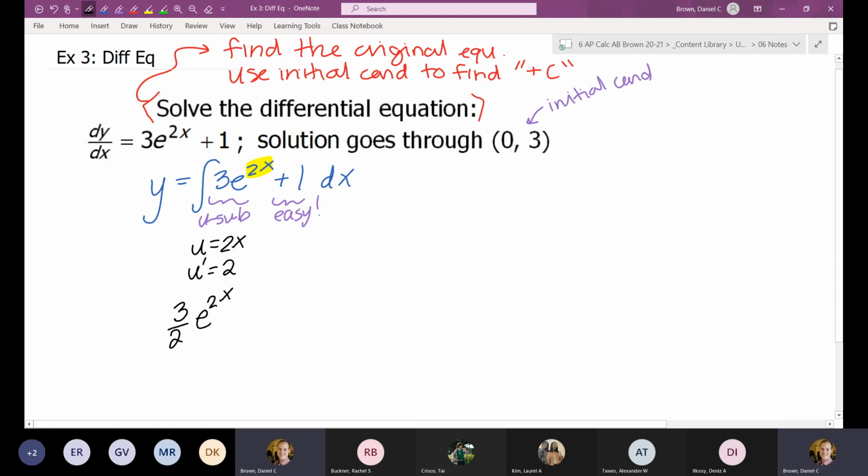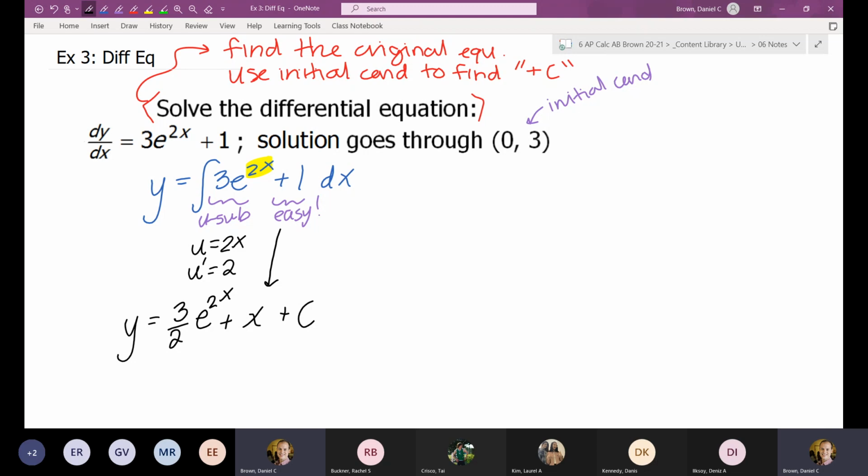Exactly what we see, e to the 2x. And then we can just integrate the 1. Well, the derivative of x is equal to 1. And then we have our plus c. What is this representing? If you integrate the derivative, then that's going to give you your original function, y. Questions on where I came up with that antiderivative?